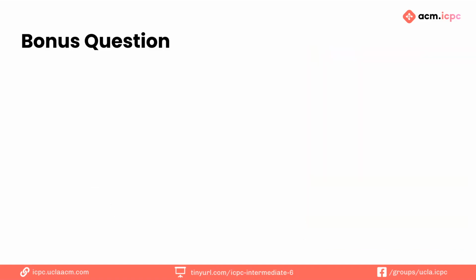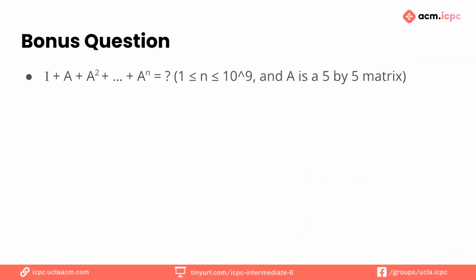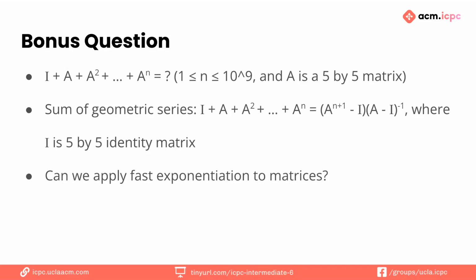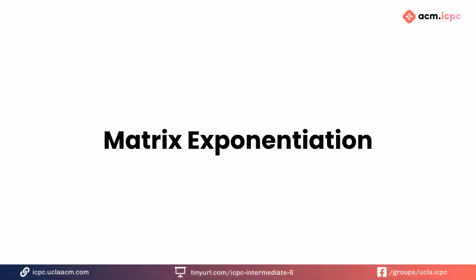Now from this question we have, what if the a are matrices instead of numbers? And n can still be as large as 10 to the 9th power. And I here is a 5 by 5 identity matrix. Of course, we can still use geometric series. And we get a to the n plus 1 power minus I, times a minus I inverse. Now, the question is, can we apply fast exponentiation to matrices? And of course, yes.